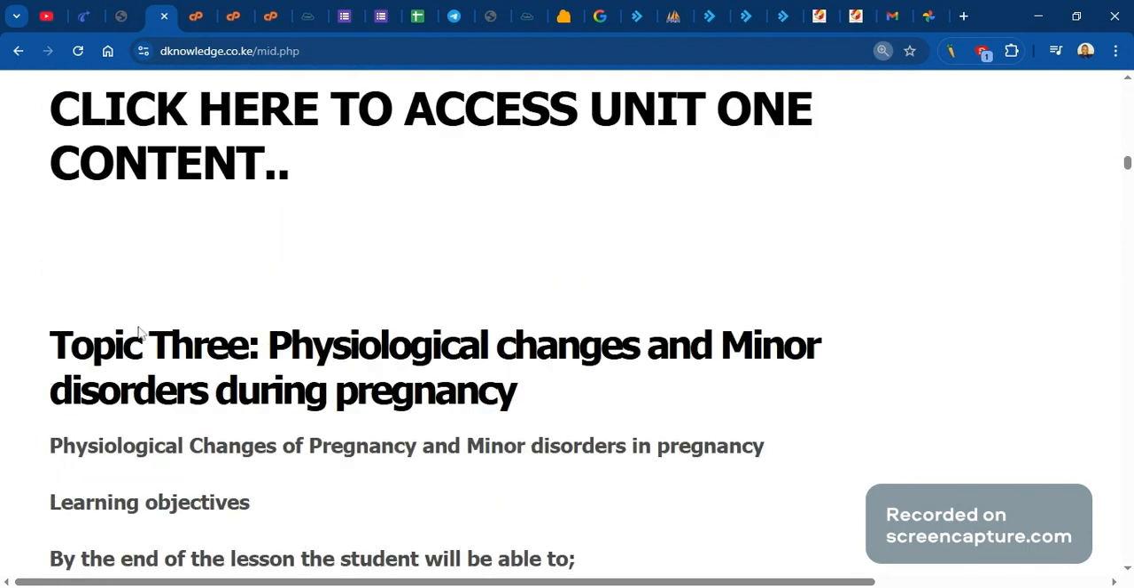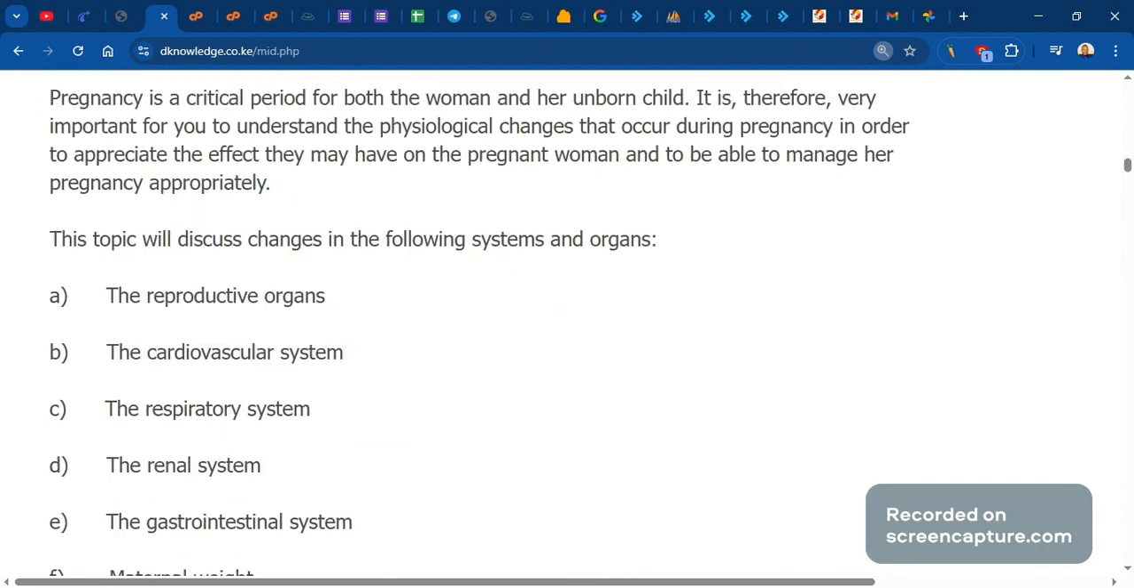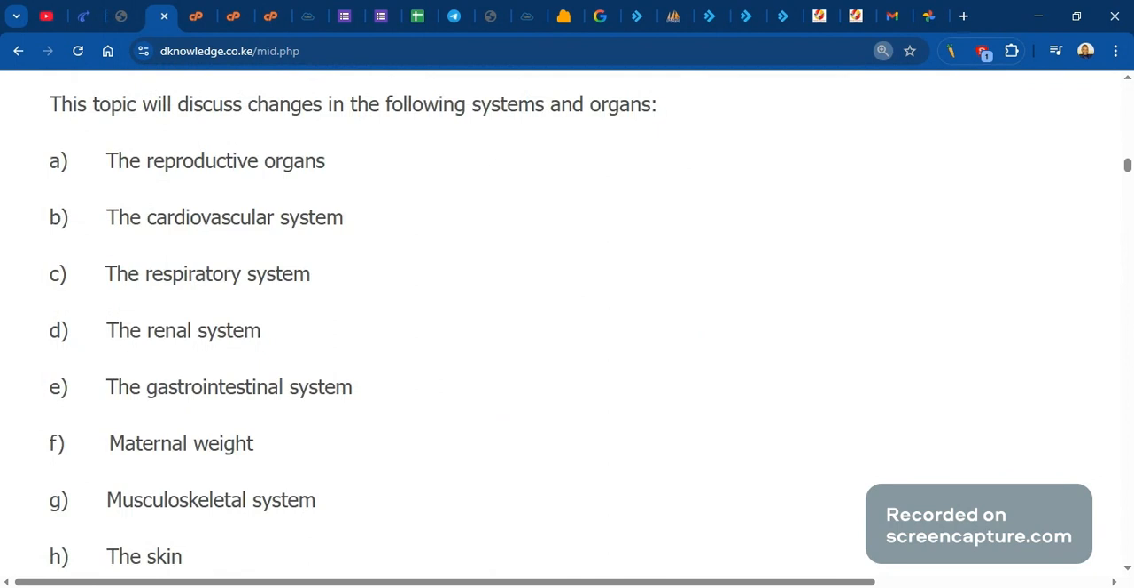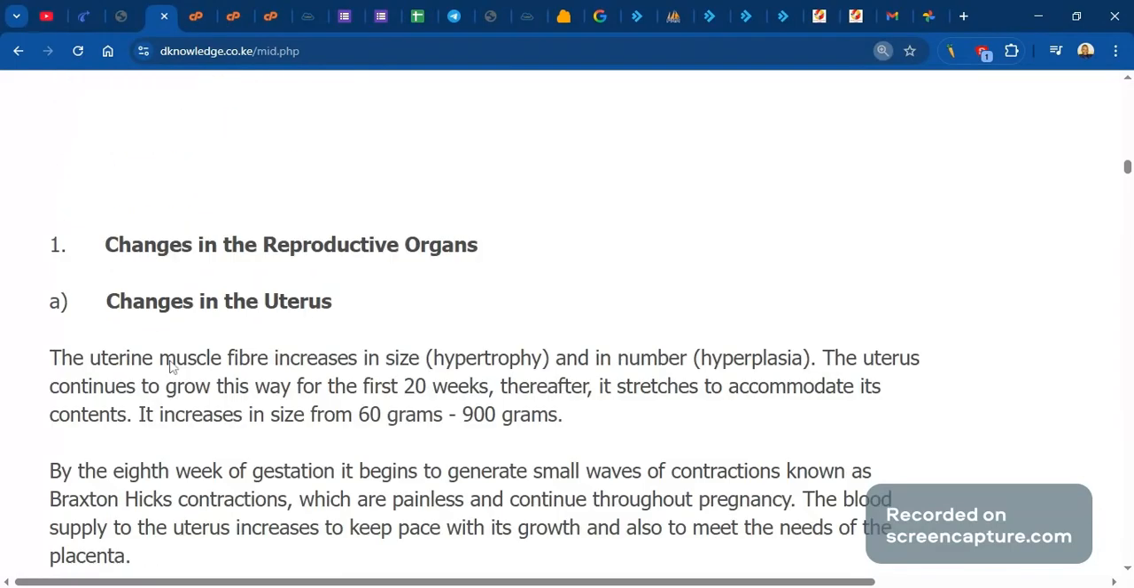Now, we are going to handle pathophysiological changes and minor disorders during pregnancy. That one we are going to take on the next time we do MNH, that is maternal newborn health or midwifery. We are going to check on the reproductive organs, the cardiovascular system, the respiratory system, the renal system, the gastrointestinal system, maternal weight, the musculoskeletal system, and the skin. Those are very key things that you should not forget.